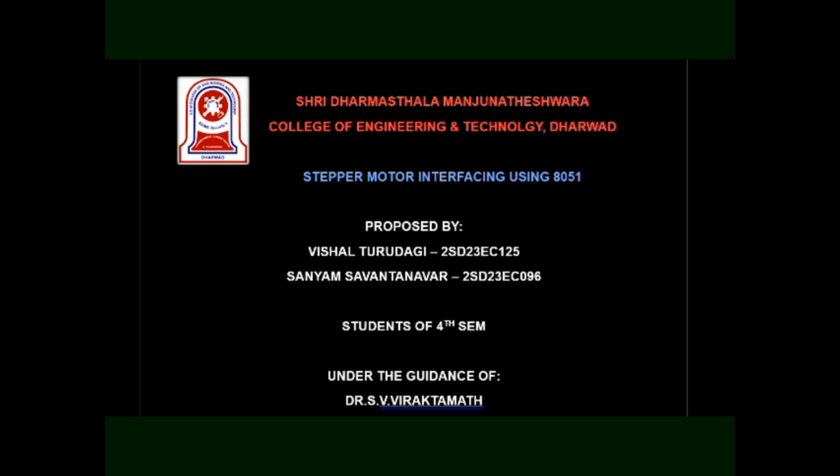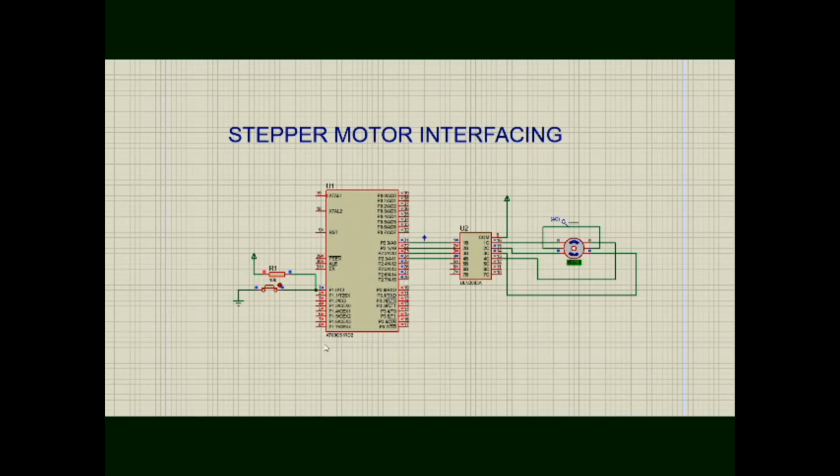I am here to explain the simulation of my project, that is stepper motor interfacing using 8051. This is a stepper motor interfacing circuit using an 8051 microcontroller and a driver. The microcontroller sends signals from port 2 to the driver, which acts as a current amplifier. Since the microcontroller can't provide enough current to drive the stepper motor directly, the driver receives these low power signals and switches the required higher current to the motor windings.